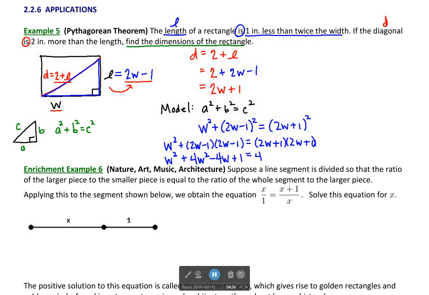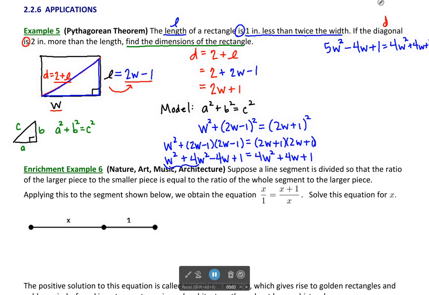Similarly, over here on the right side, we have 4W squared. Outside and inside terms combine to give us 4W. And last is 1. So combining like terms over there on the left side, we have W squared plus 4W squared. We can call that 5W squared minus 4W plus 1. And on the right side, 4W squared plus 4W plus 1.